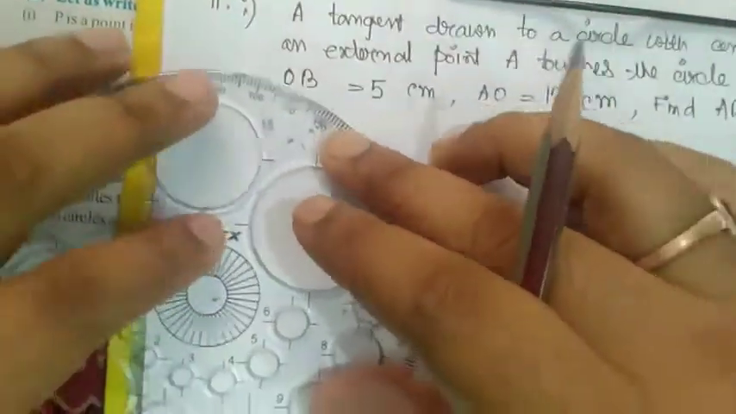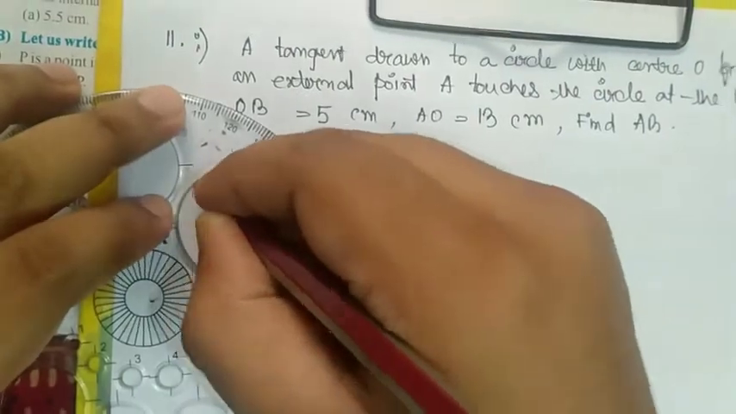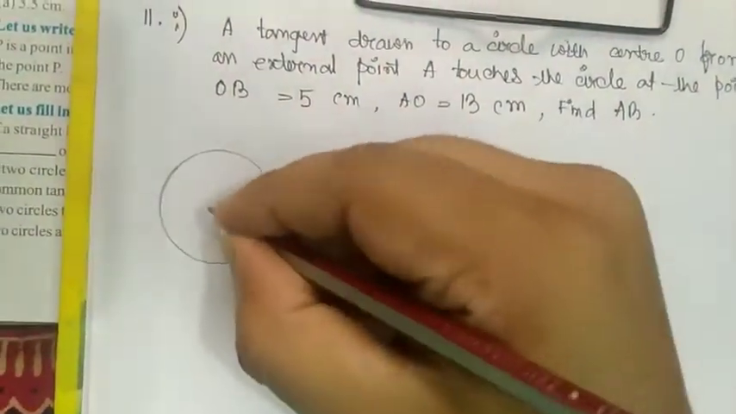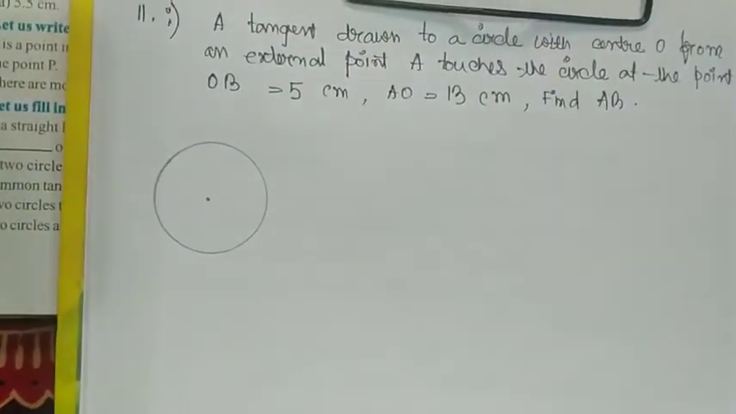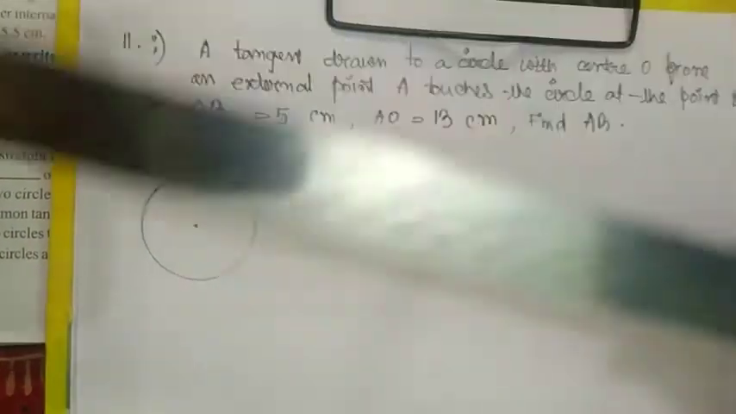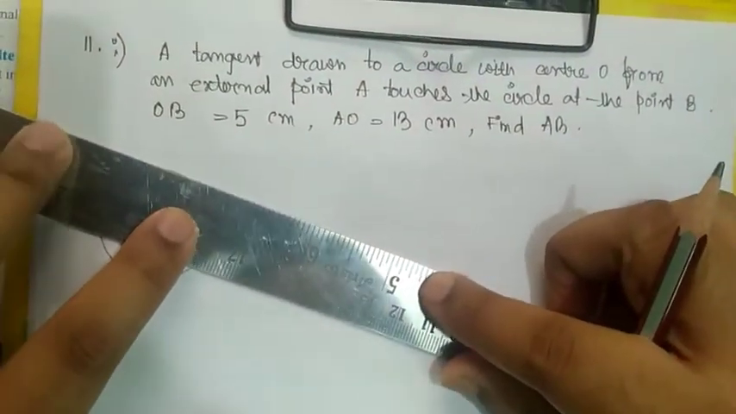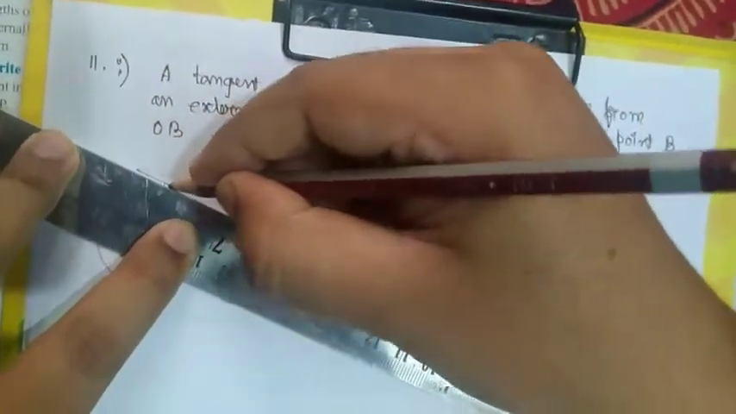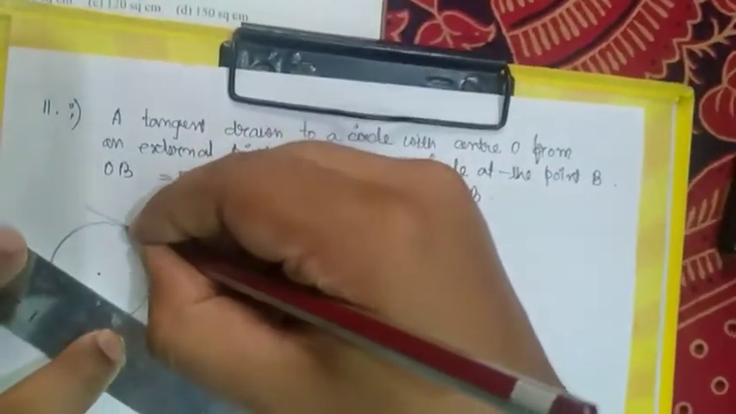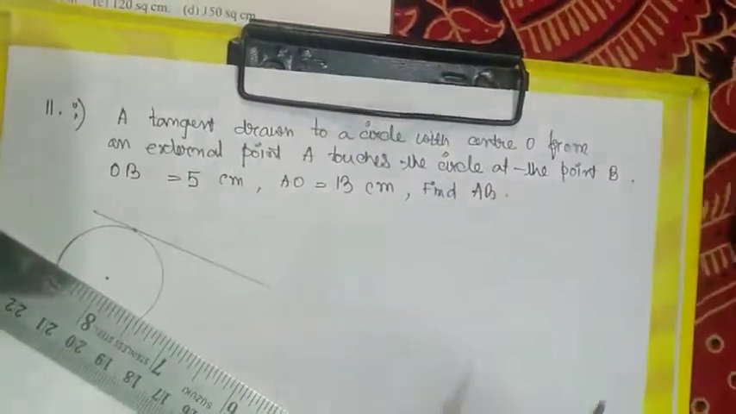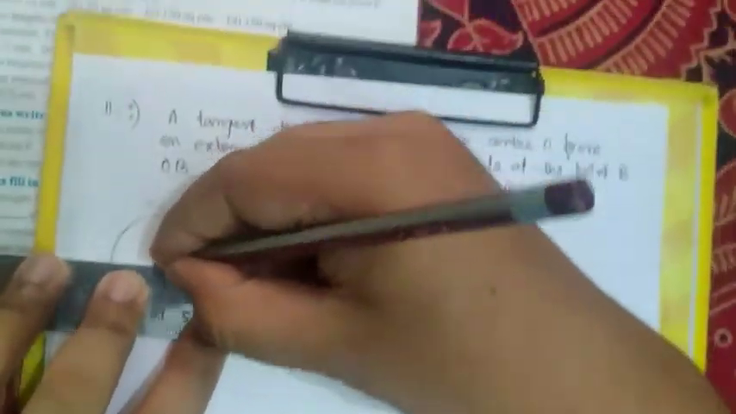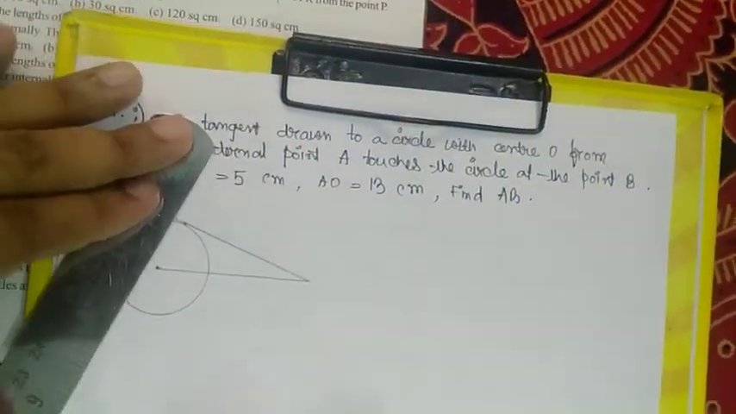Here, this is the circle and this is the center. From an external point, draw a diagram like this one. It touches here, join this one, join this one.